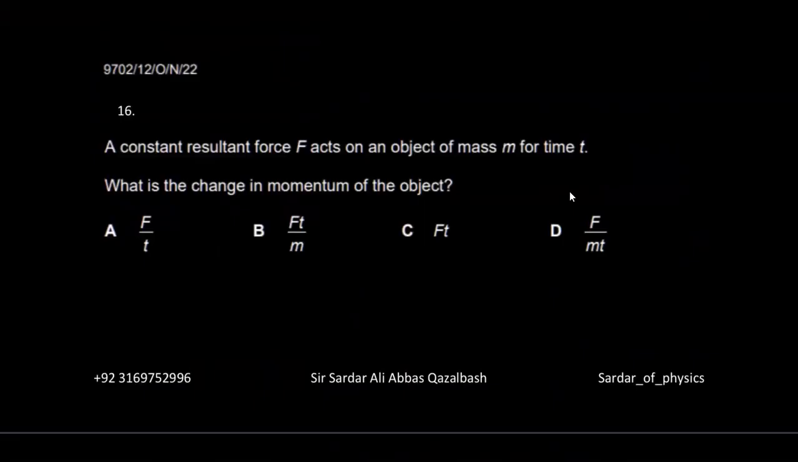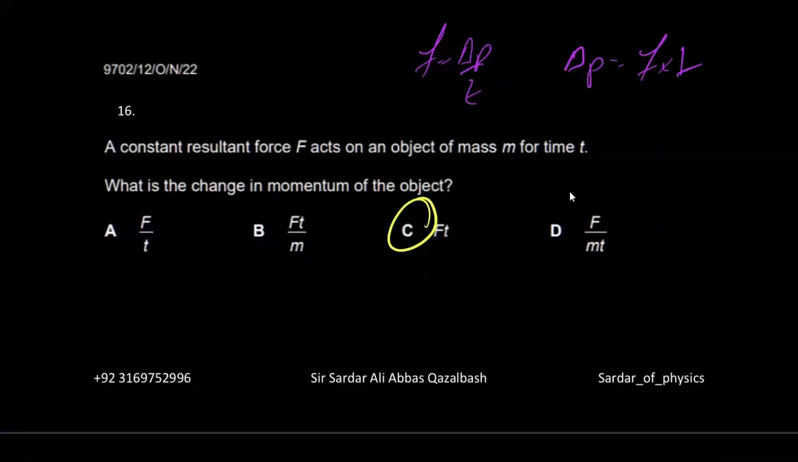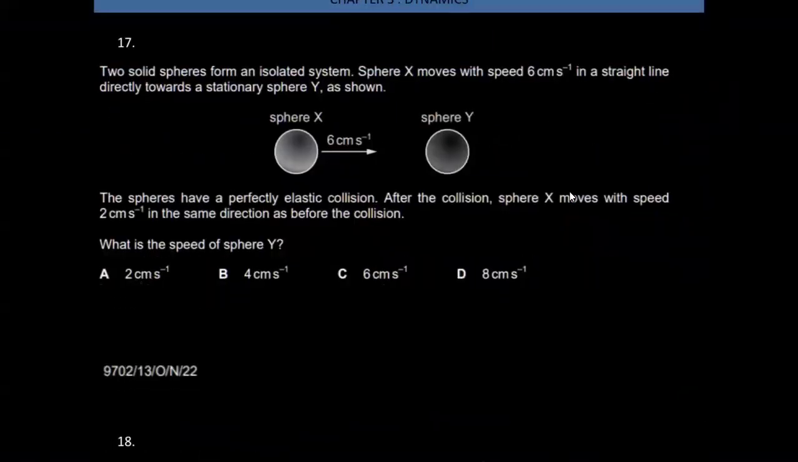Acha, what is the change in momentum of the object? A constant resultant force acts on an object of mass m for time t. What is the change in momentum of the object? F is equal to change in momentum over time. So we need to find the change in momentum. Change in momentum is equal to F into t. So guys, the answer to 16 is simply going to be C. You just have to multiply, simple question.